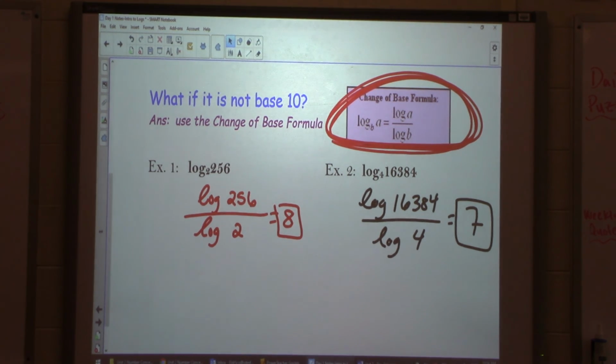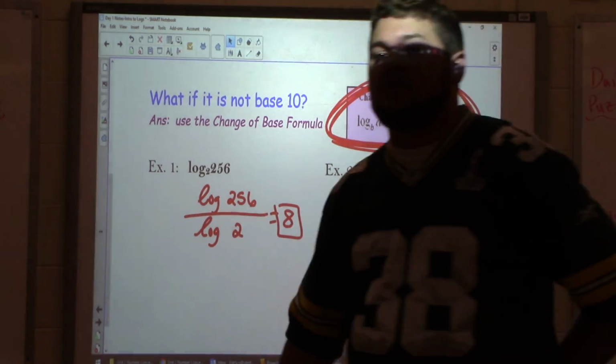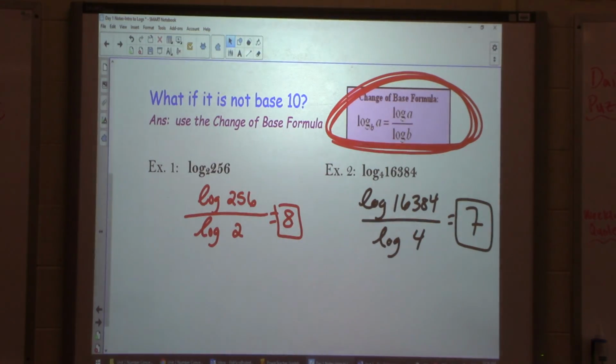So if you go math, you go all the way down to A, log base, you can put whatever you want in there. So if you have the newer calculators, you have a little cheat code there. If you have an older one, you have to use change of base.